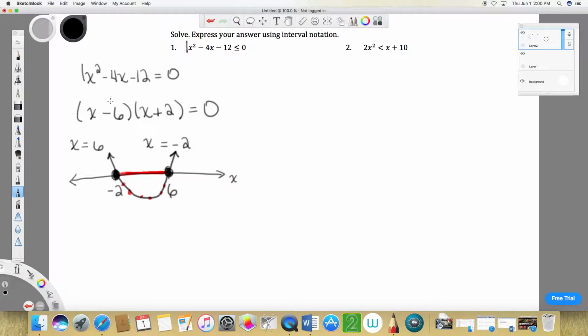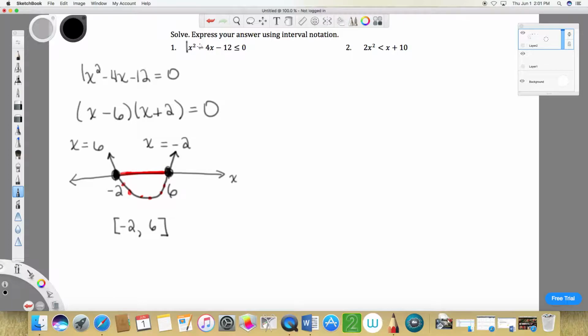That tells us that if you pick any number that's negative 2 or larger all the way up to 6, any value between negative 2 and 6, including those endpoints, and you plug that number into this expression, you're going to get a number that's less than or equal to 0. If you pick a number that's less than negative 2 or bigger than 6, you're going to get a number that's greater than 0. It's not going to satisfy this inequality. So here we found our solution by thinking about what the graph looks like.